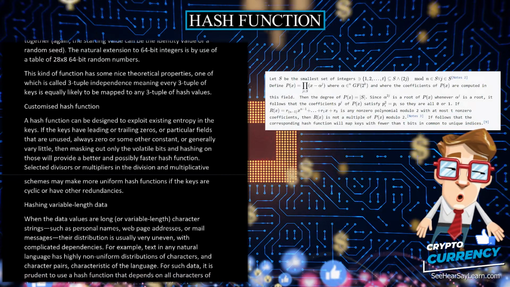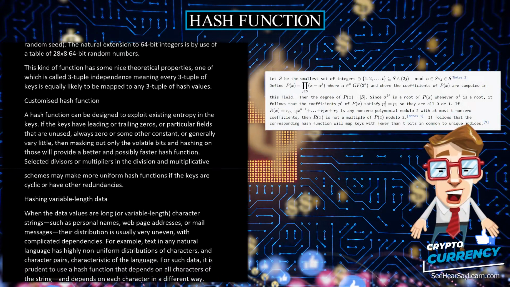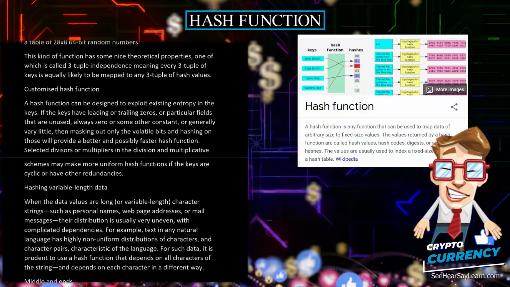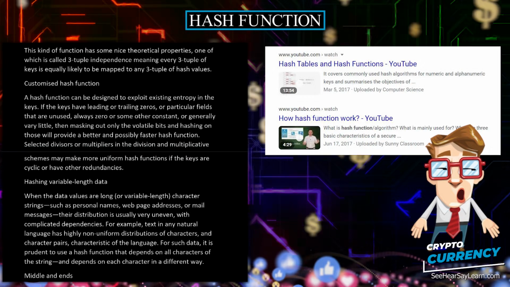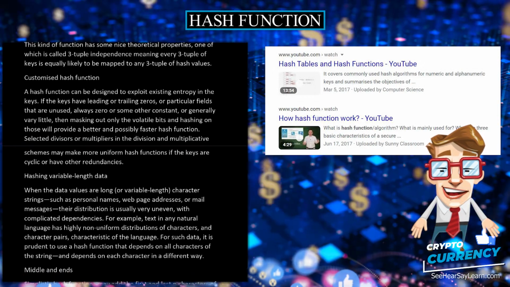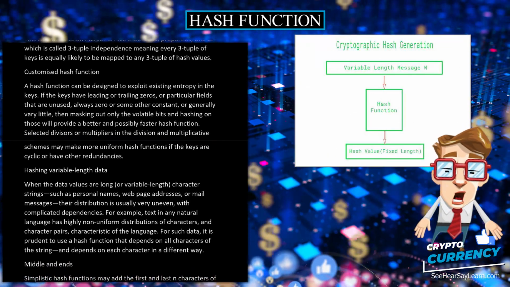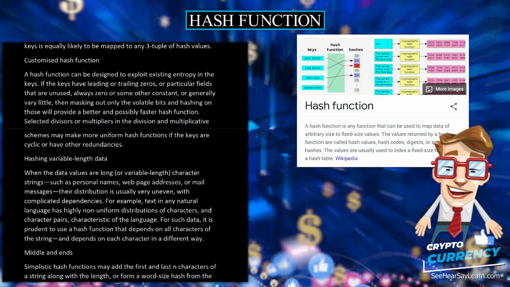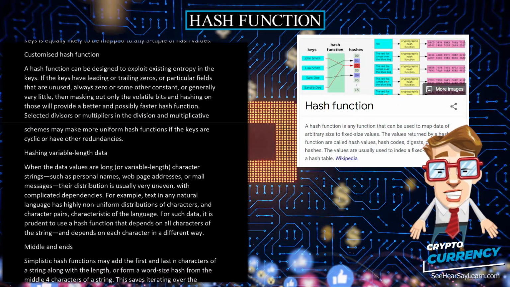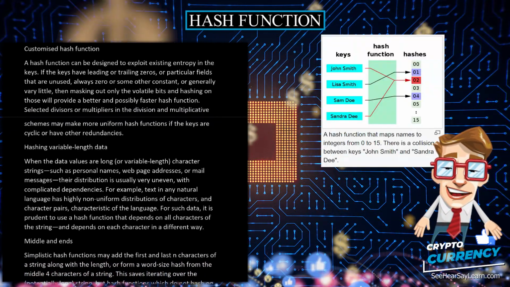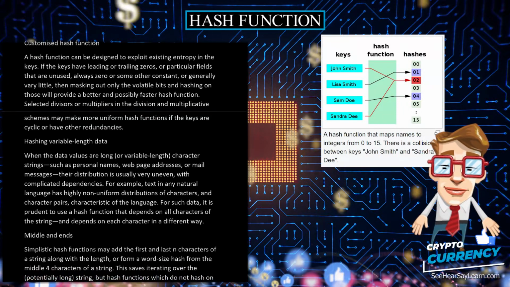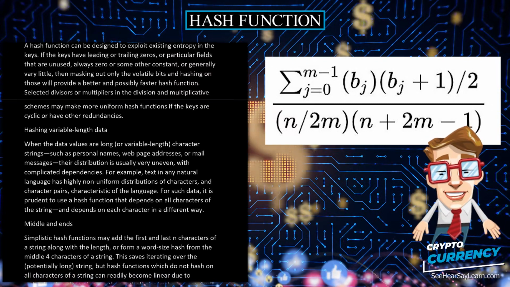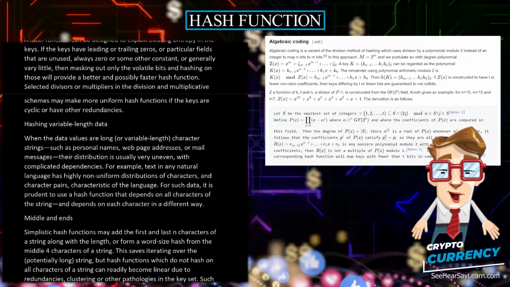Hashing variable length data. When the data values are long, or variable length, character strings, such as personal names, web page addresses, or mail messages, their distribution is usually very uneven, with complicated dependencies. For example, text in any natural language has highly non-uniform distributions of characters, and character pairs, characteristic of the language. For such data, it is prudent to use a hash function that depends on all characters of the string, and depends on each character in a different way.